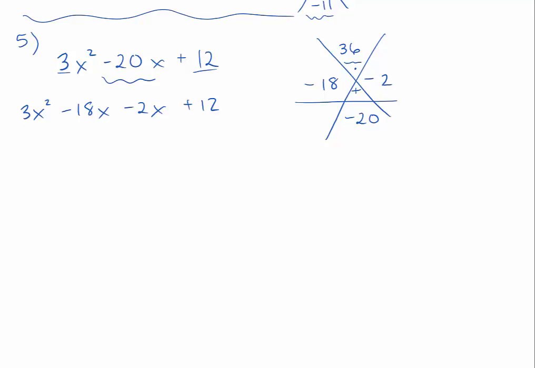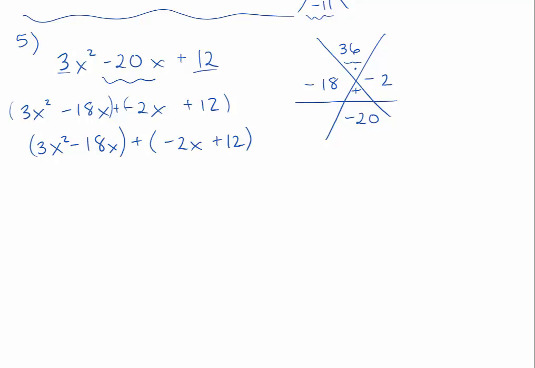And now what this method I'm doing now is called factor by grouping. So I want to group things. And so what I'm going to do is I'm going to have parentheses around 3x squared minus 18x. And I'm going to say plus, and I'm going to put parentheses around this stuff over here. So I kind of break them up with a plus sign. And so it's plus minus 2x plus 12. And if I took away the parentheses, it would all be the same. I haven't really done anything. I'm not changing anything, right?